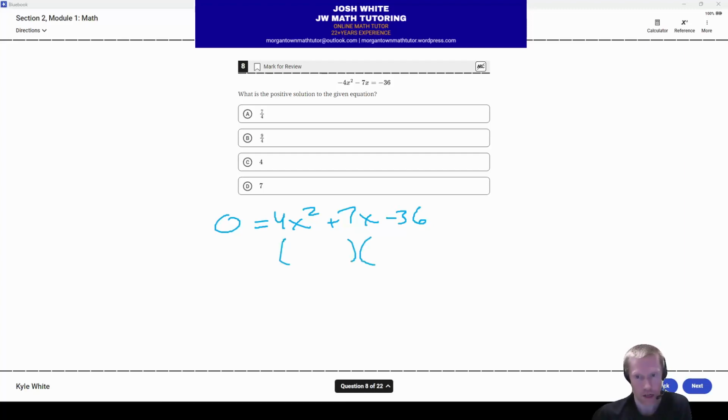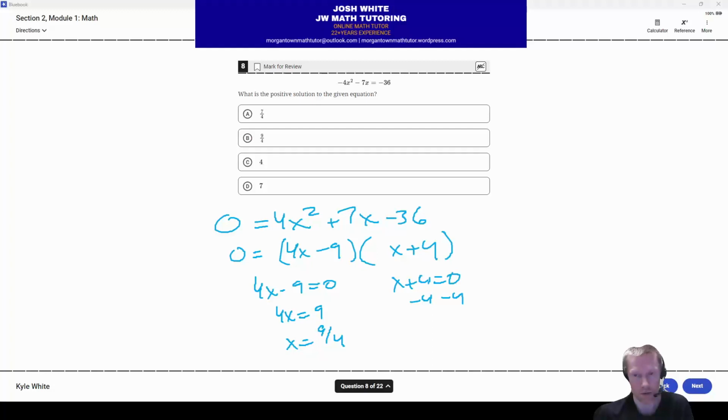And now it turns out that this can factor. It's going to be 4x minus 9 times x plus 4. And you can just double check this: if you do the FOIL, it's 16x for the outer term minus an x for the inner term, so positive 7x overall. Now you set each of these factors equal to 0, and you're going to get x equals 9/4. That's going to be the correct answer. The other one, technically, you don't have to do because they only want the positive solution, is x equals -4. So the correct answer is going to be B.